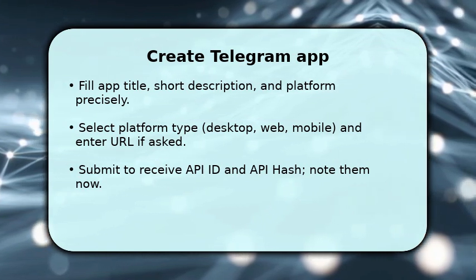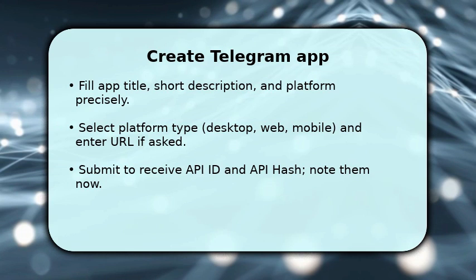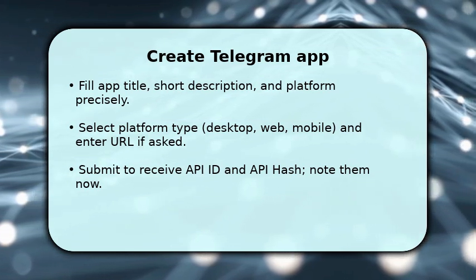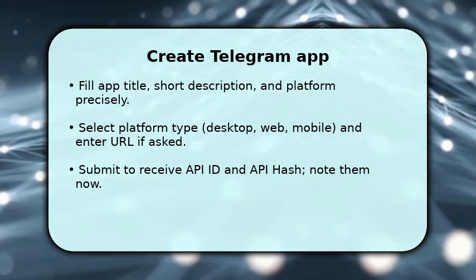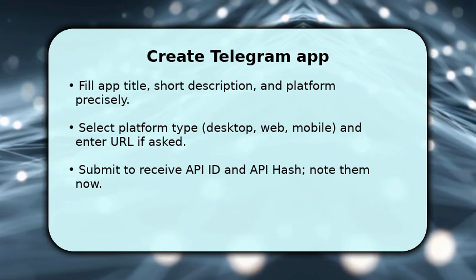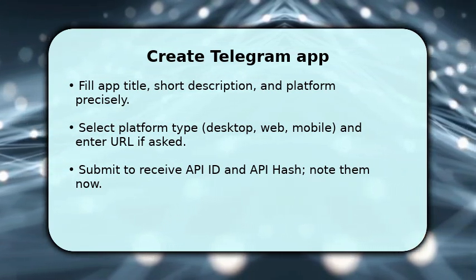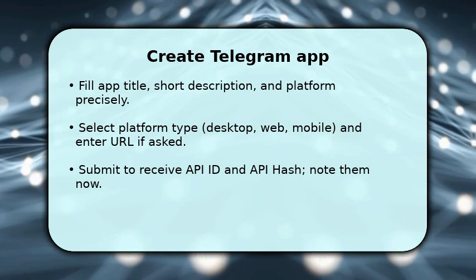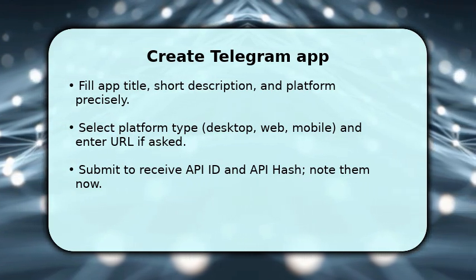After submission, Telegram immediately shows your API ID and API hash. Save them securely. Once saved, you're ready to integrate clients or SDKs. If you plan server-side calls, store the hash in an environment variable rather than in code.